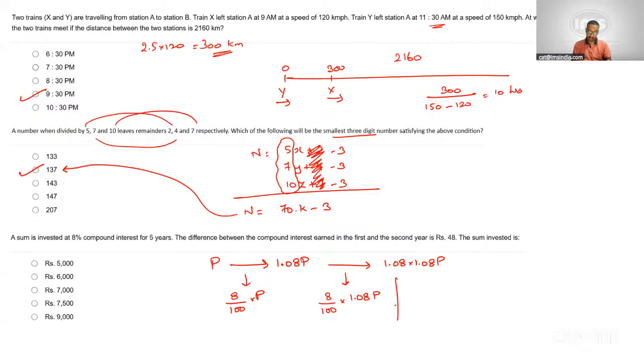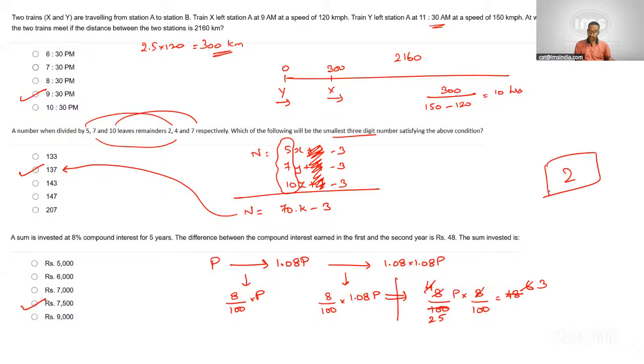Now the difference between these two is effectively, if I take 8 by 100 p common, it's 1.08 minus 1. So another 8 by 100. Now if this happens to be 48, what is the sum invested is the question. 8 times 6 over here. Now this would be 3 and this would be 4. I think I'll make it 25. So 3 into 25 into 100. So 7,500. That's all.